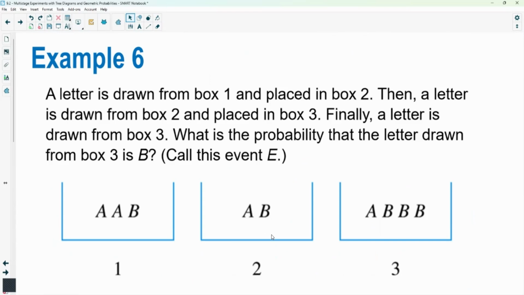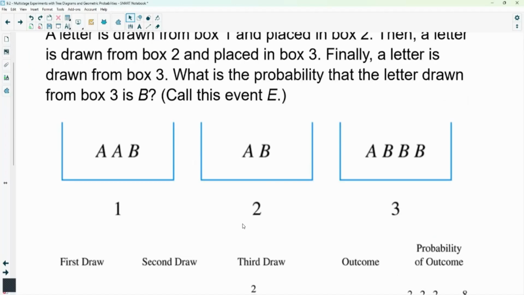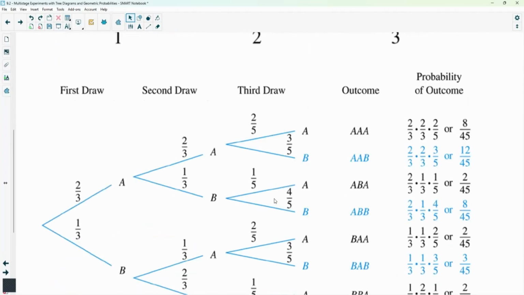And then that changes the probability of the second one because it changes the quantity. And then whatever you take on the second one, you're going to put in the third one. And again, it's going to change it. So these are not independent events because whatever happened in the first one is affecting whatever happened in the second one and the third one. Okay.